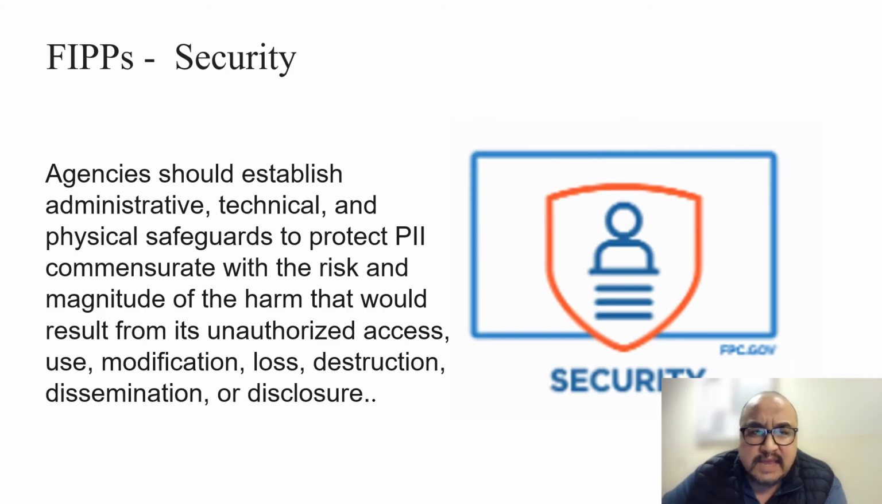Security. Safeguards are meant to keep all personally identifiable information protected to mitigate any risk of data being modified, lost, destroyed, disseminated, or disclosed. This example could mean that all personally identifiable information collected is secured by physical means, for instance a locked office, or digitally encrypted so that information doesn't get into the wrong hands.